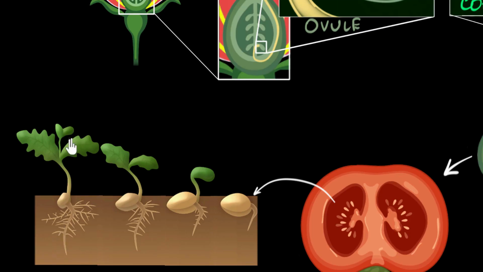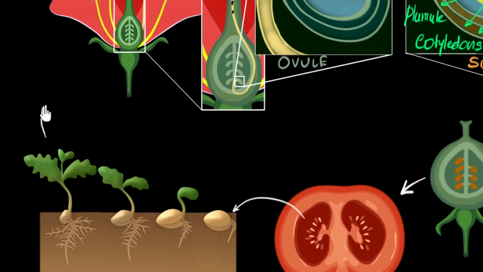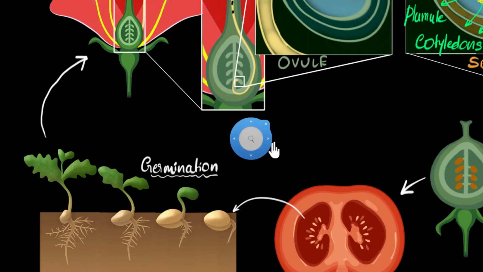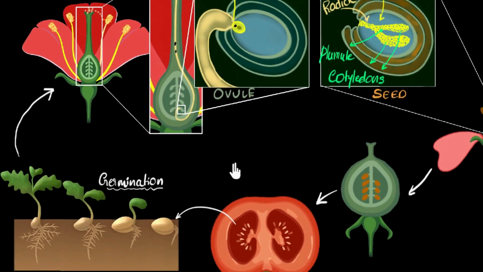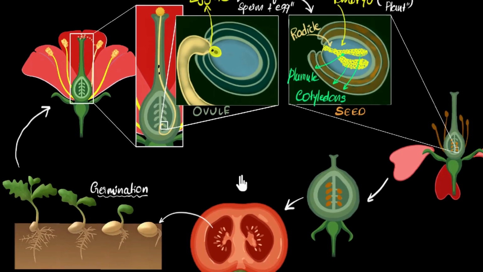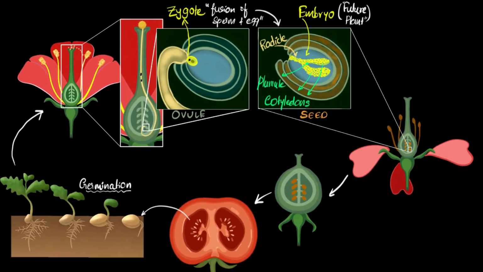The roots can keep on growing. The plant can keep on growing. And once the plant becomes mature enough, the plant can grow new flowers. And the flowers can get pollinated. And now the cycle can repeat. This process of new plants growing from a seed, by the way, is what we call germination. And so this, in short, explains how fertilization happens in plants.